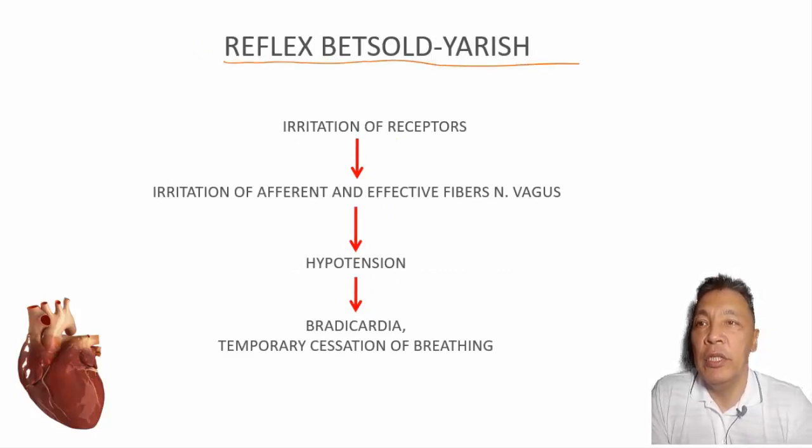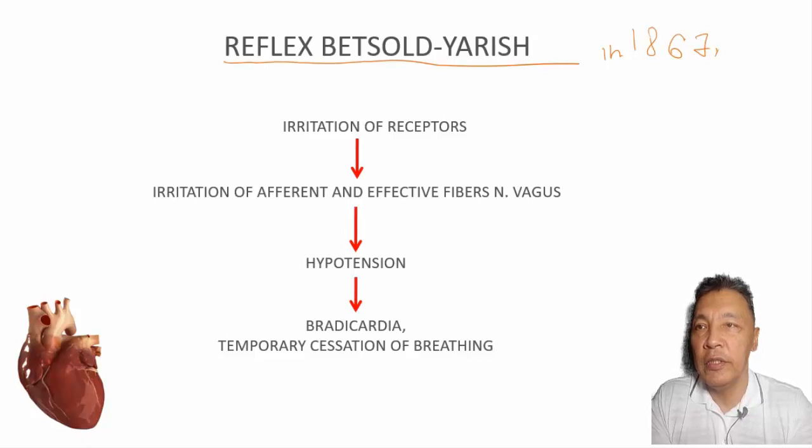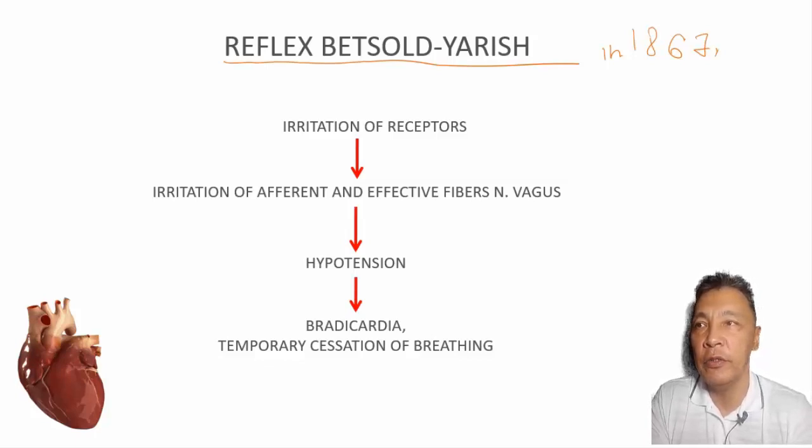The Bezold-Jarisch reflex. It was first described in 1867 by the German physiologist Albert von Bezold and the German therapist and occupational pathologist Ludwig Hirt. It is a reflex expansion of arterioles of the systemic circulation in response to irritation of mechano- and chemoreceptors localized in the ventricles and atria. As a result, systemic arterial hypotension occurs, which is accompanied by bradycardia and temporary respiratory arrest, apnea, followed by hyperpnea. The reflex is triggered by a decrease in venous return to the heart.